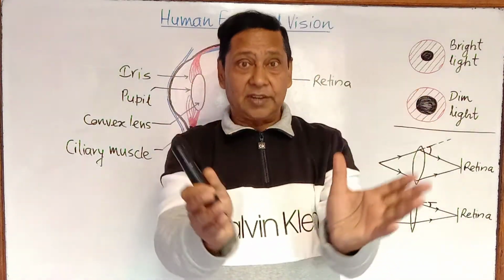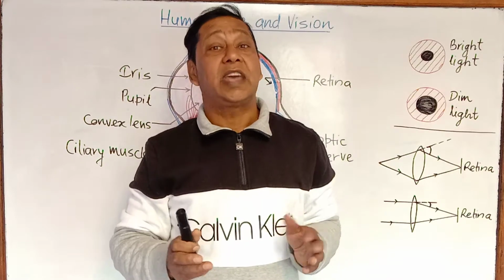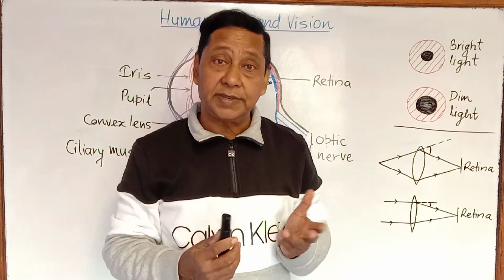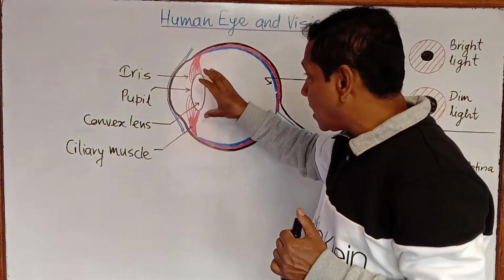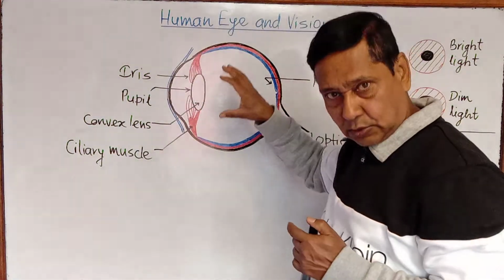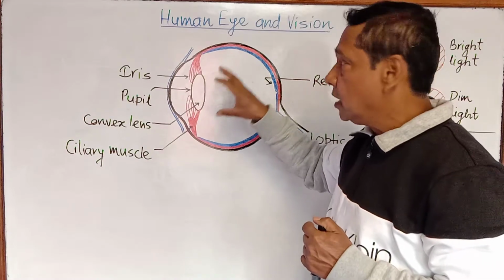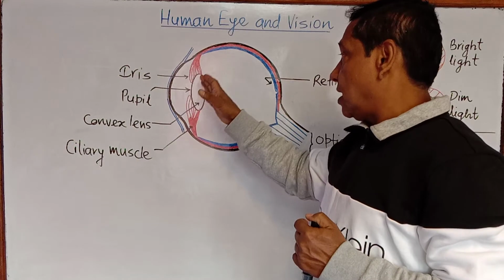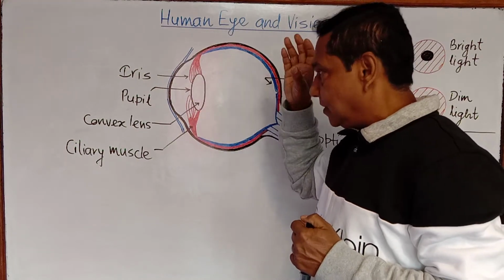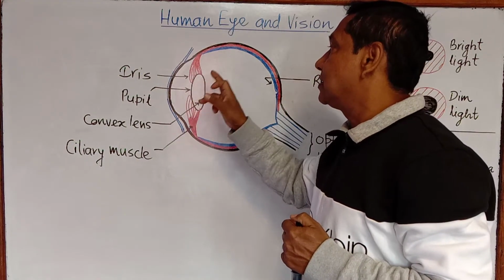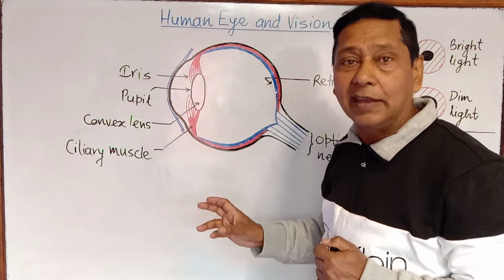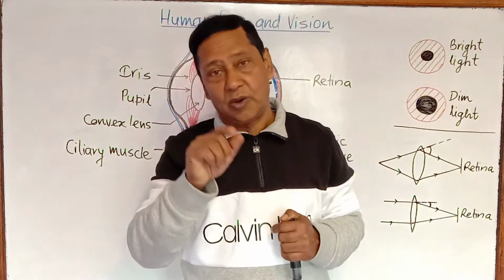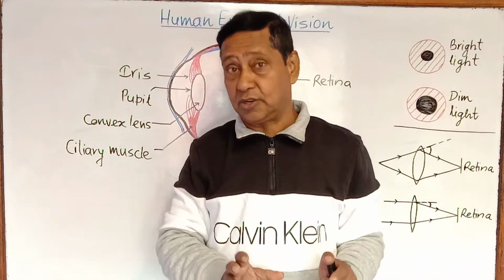Now, after this much understanding, we'll be able to understand the ciliary muscle. What is the ciliary muscle first? The muscle which surrounds the convex lens of our eye is called the ciliary muscle. And what is its function? According to the requirement, it contracts and relaxes and changes the thickness of the convex lens of the eye and helps to focus both the near object and distant object on the retina. This is the function of the ciliary muscle.